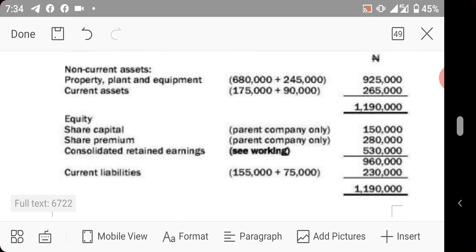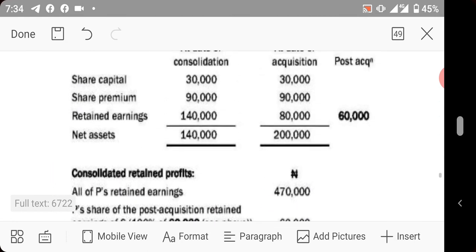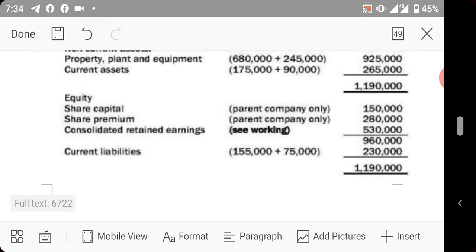Then we'll now move down to equity. In equity, only the share capital and share premium of the parent company would come in, which is 150,000 and 280,000 naira. So for share premium, we have parent company only. We now bring in our consolidated retained earnings, which we did workings on. And when we did that working, the value was 530,000 naira. You understand? Good. So this is how we got our value. So we add up this to give you 960. You bring in the current liabilities of the parent and the subsidiary and the balance.